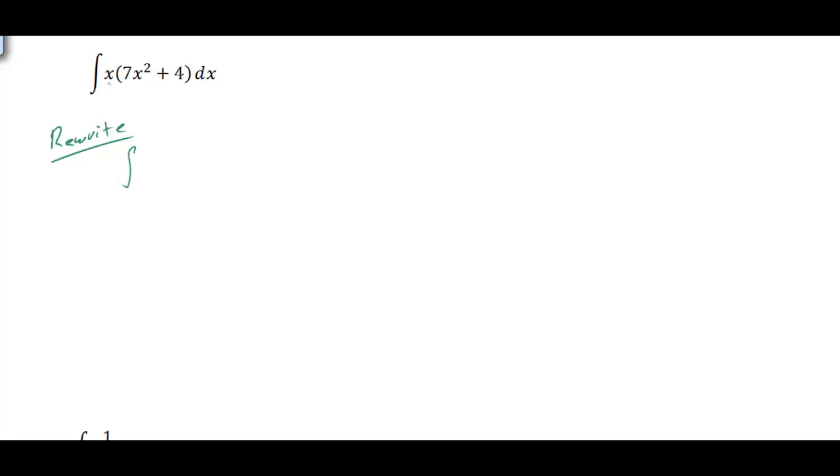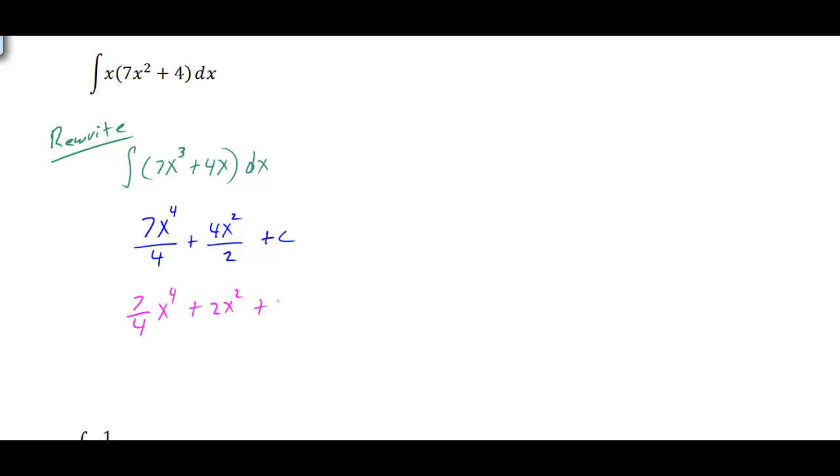So if we rewrite the problem by distributing, we would end up with 7x cubed plus 4x. And now we can integrate because we just have our separate terms. So we would have 7x, increase it to the 4th, or divide by the exponent, so that's divided by 4. And then we have 4x, increase the exponent, so that becomes squared, divided by 2. And from here, all we have left is to simplify, so we could write this as 7/4 x to the 4th plus 2x squared plus c.